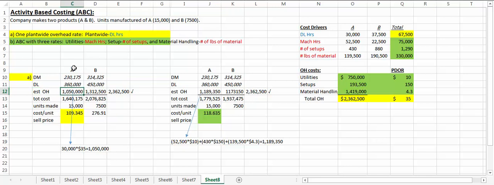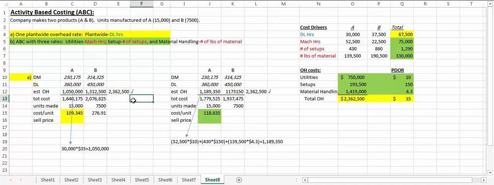So for product A, for the manufacture of 15,000 units, we find that the consumption was 30,000 direct labor hours. Because of that, we're going to apply overhead at 30,000 times the rate, and as you recall, the rate was $35 per direct labor hour. So that gives us an allocation of $1,050,000. And similarly, we do that for product B using 37,500 times the rate. I summed the two up just to make sure that I'm allocating the 2.4 million, which corresponds right here as a check.